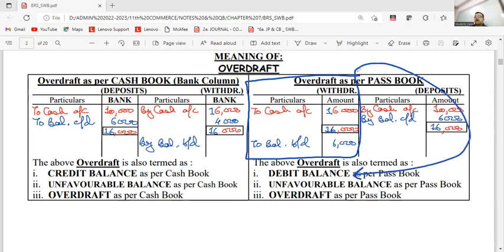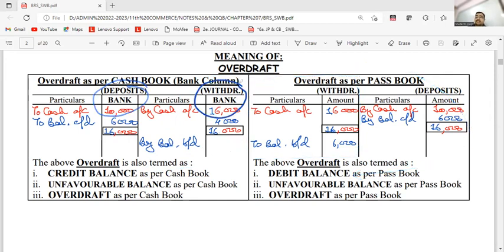Understood this? We have deposited 10 and took out 16. Have we taken out more or less, children? We have overdrawn. We have drawn over what we have deposited. That's why we call it an overdraft.